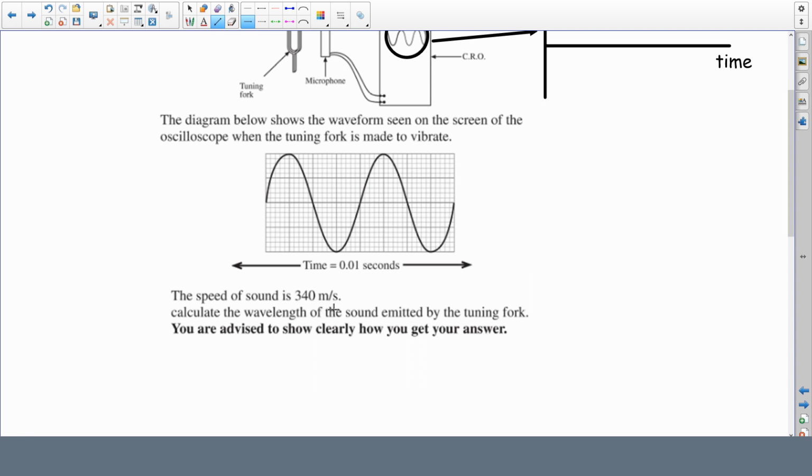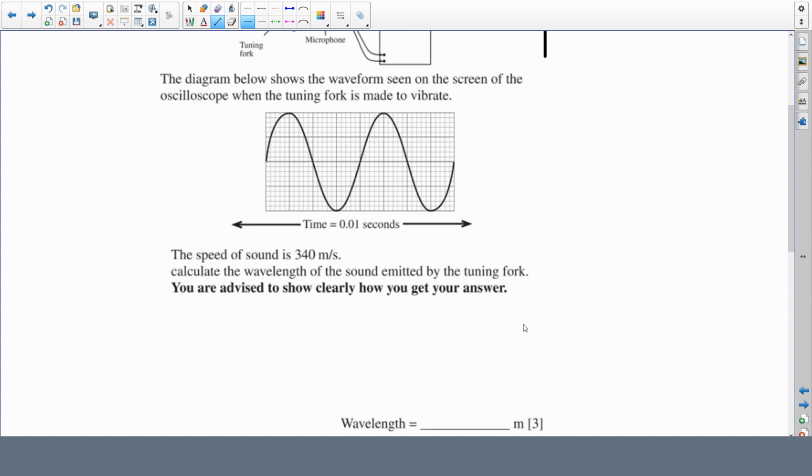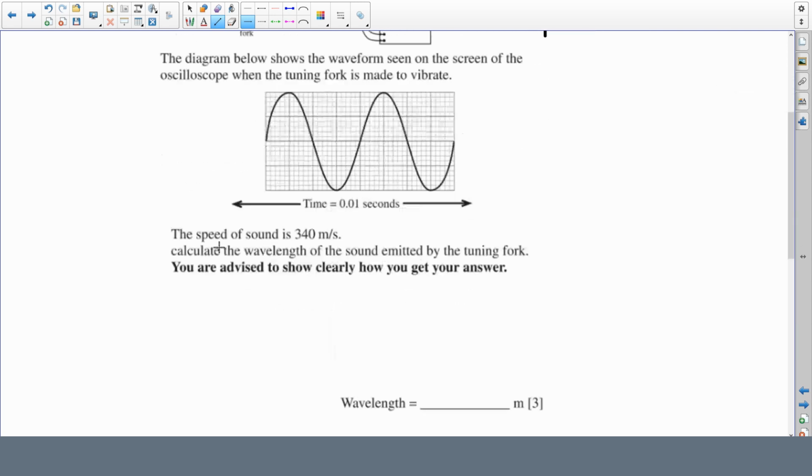So the speed of sound is 340 meters per second. Calculate the wavelength of the sound emitted by the tuning fork. You're advised to show clearly how you get your answer. Alright, so cool. Let's see what we got here. We've got 3 marks here and we're looking to find the wavelength. Now, that means that we're looking to find lambda. So I can get my symbol tool out here. I think it's that one. So lambda is, in this case, the unknown quantity.